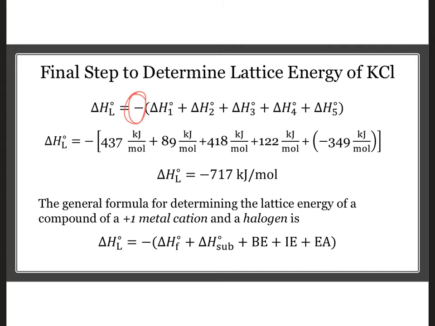For the purposes of the exam, I want you to be able to do this calculation for a +1 metal cation and a halogen, just like we've done here. There are certainly more options, including the formation of magnesium oxide or calcium fluoride, that you may see in practice problems or in the homework, but I'm only asking for mastery on this simplest case.